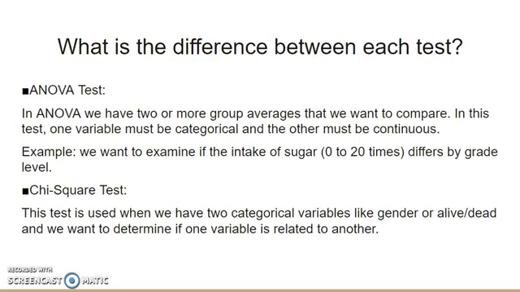What is the difference between each test? For the ANOVA test, we have two or more group averages that we want to compare. In this test, one variable must be categorical and the other must be continuous. For example, we want to examine if the intake of sugar, which goes from 0 to 20 times, differs by grade level. In the chi-square test, it is used when we have two categorical variables, like gender or alive and dead, and we want to determine if one variable is related to another.